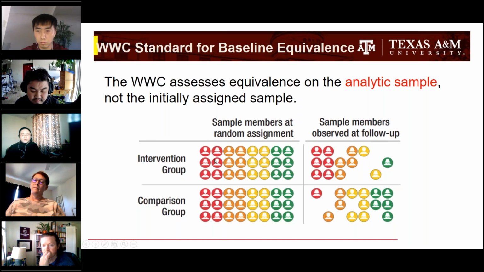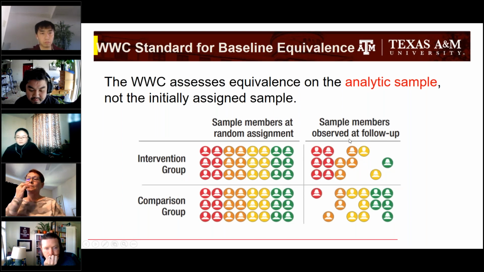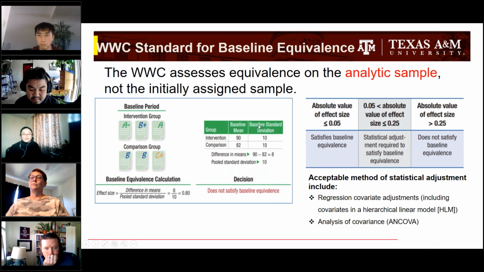So you check the baseline equivalence not based on this whole group of people, but actually on the group of people who stay till the end. So it's the pre-test scores of these participants. You need to demonstrate the baseline equivalence of your analytical sample who have both pre and post test scores. So this is the last slide.